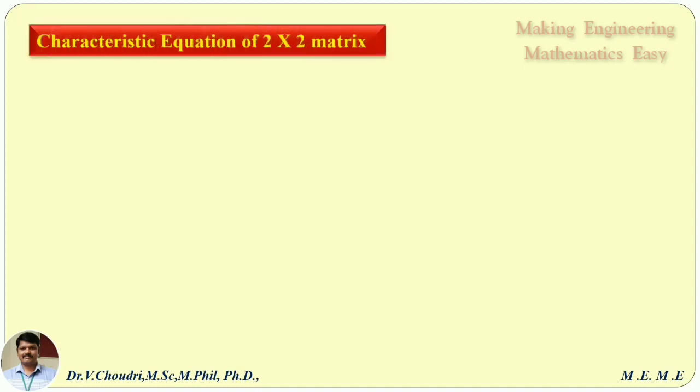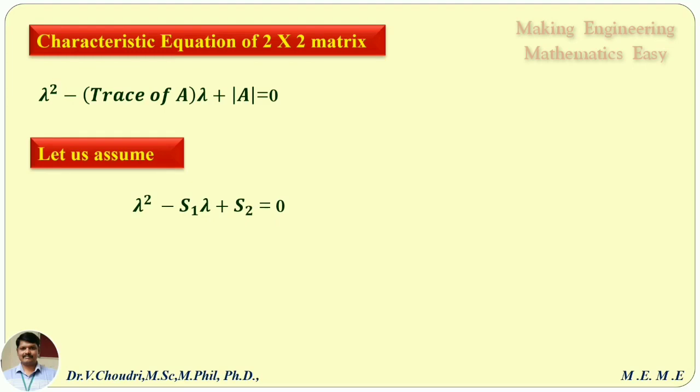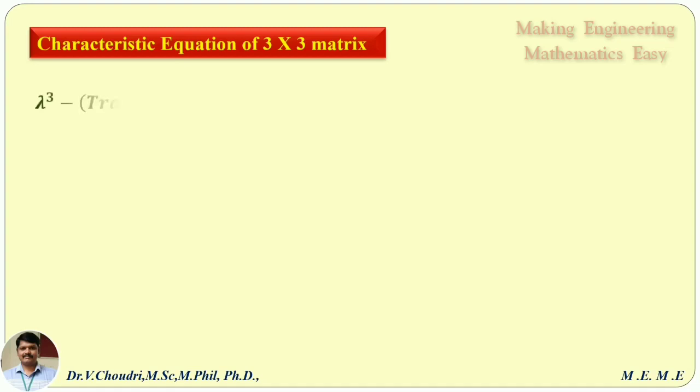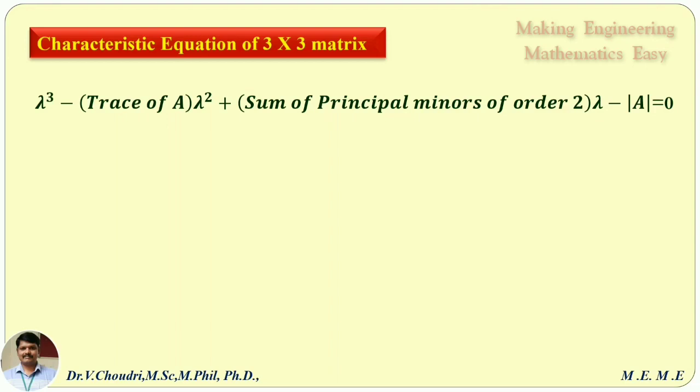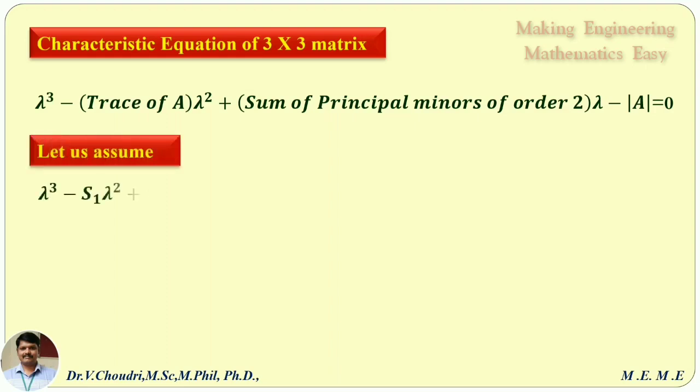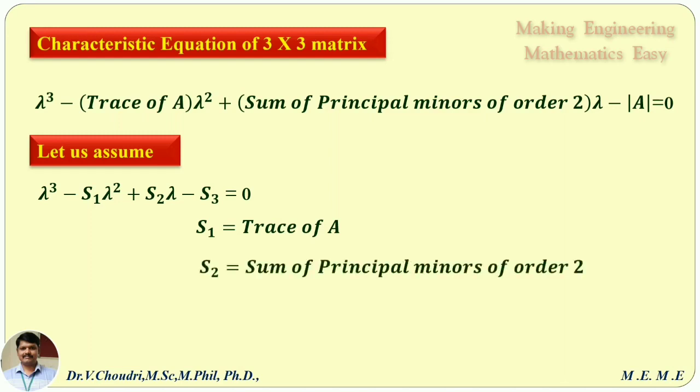Now we see the simple form of the characteristic equation. For a 2 by 2 matrix, lambda square minus trace of A into lambda plus determinant A equal to 0. In simple form, lambda square minus s1 lambda plus s2 equal to 0, where we assume s1 equal to trace of A and s2 equal to the determinant of A. In the same way, the characteristic equation of a 3 by 3 matrix is lambda cube minus trace of A into lambda square plus sum of principal minors of order 2 into lambda minus determinant A equal to 0. Here, lambda cube minus s1 lambda square plus s2 lambda minus s3 equal to 0, where s1 equal to trace of A, s2 equal to sum of principal minors of order 2, and s3 equal to the determinant of A.